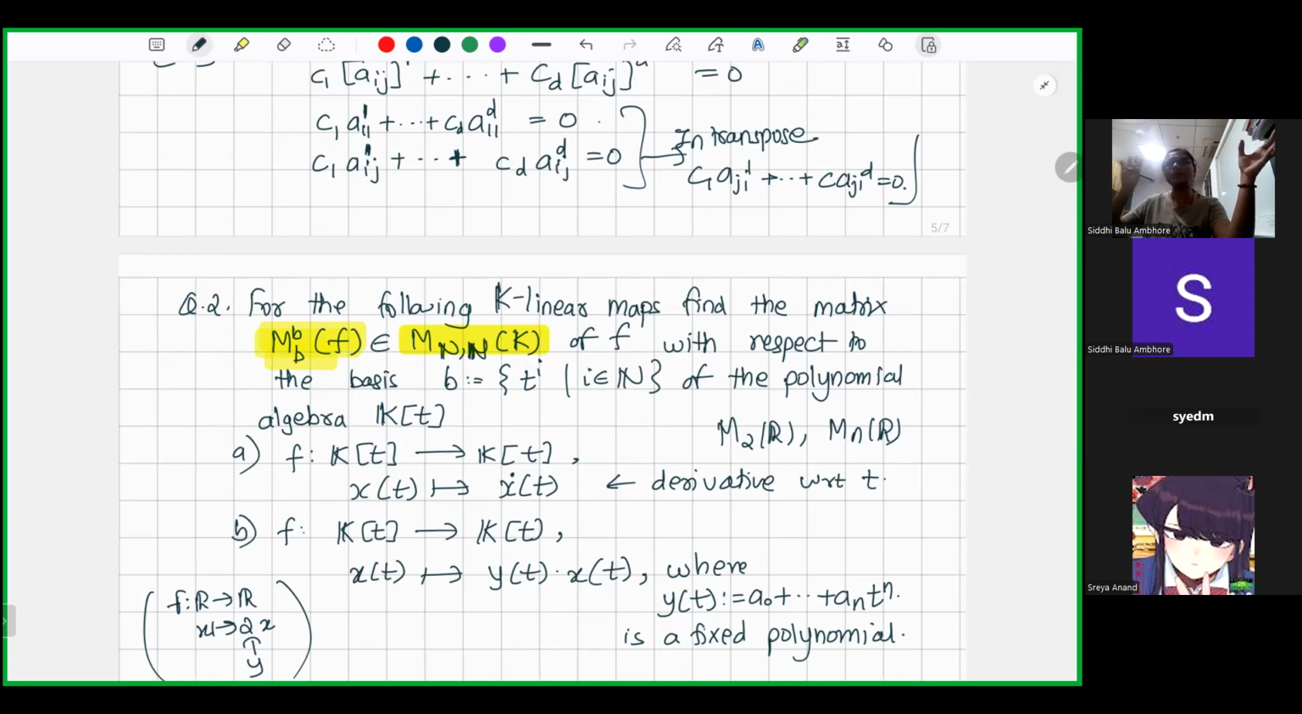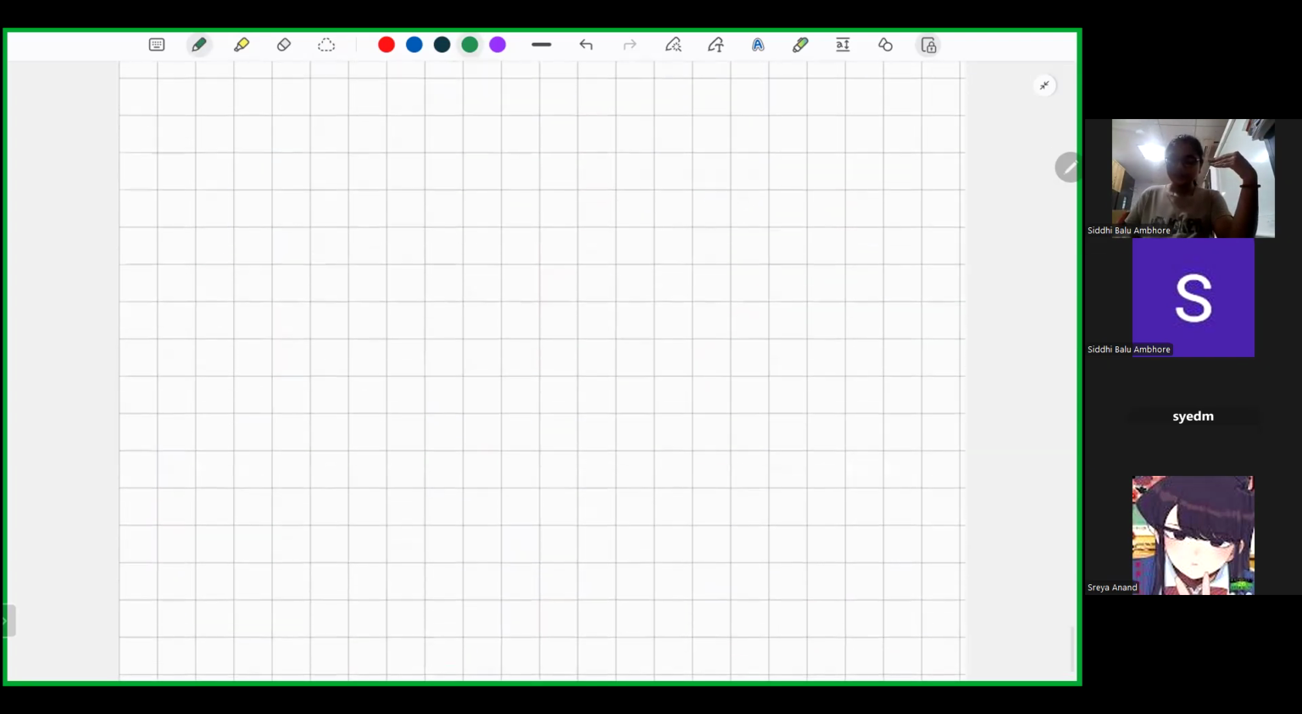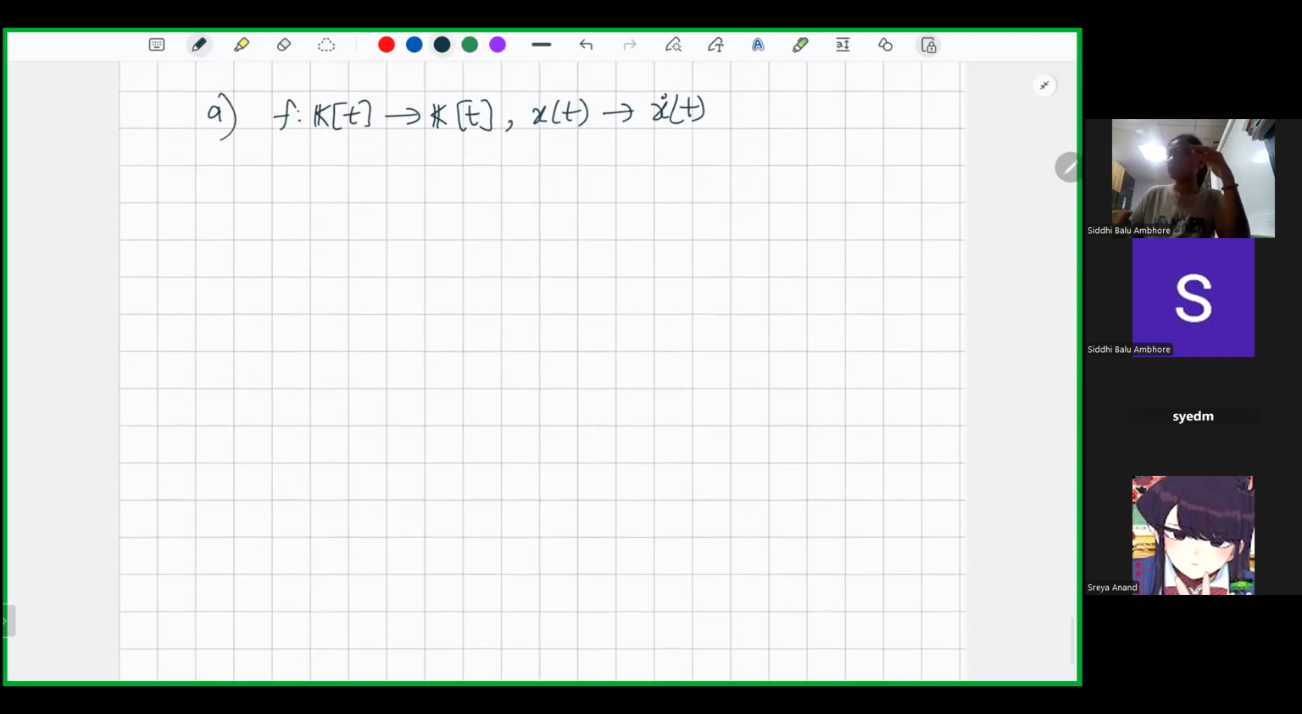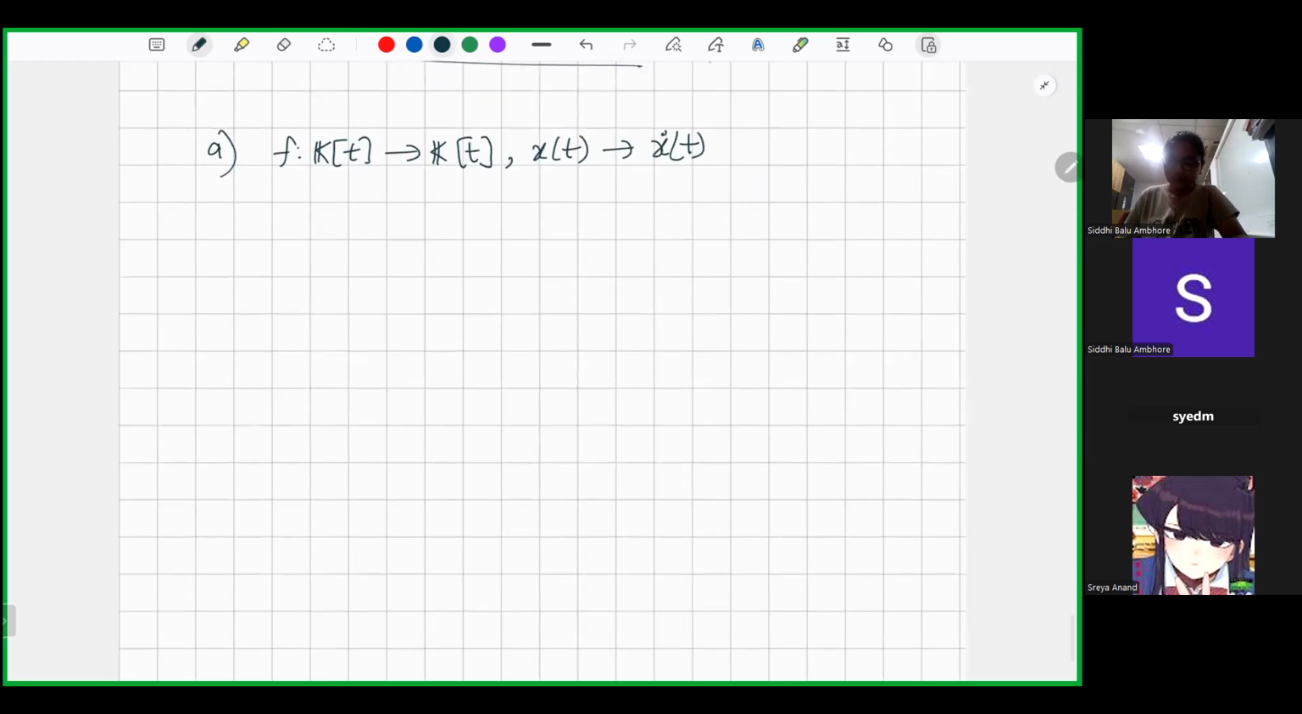It might look like a square matrix, but it is not. This notation here actually carries some meaning, okay? Think about it. Okay, let us move to the question. So how to find this?